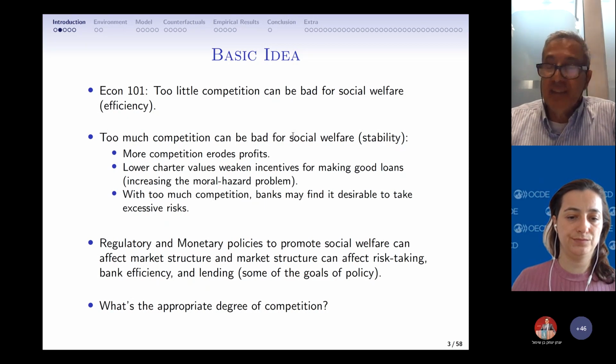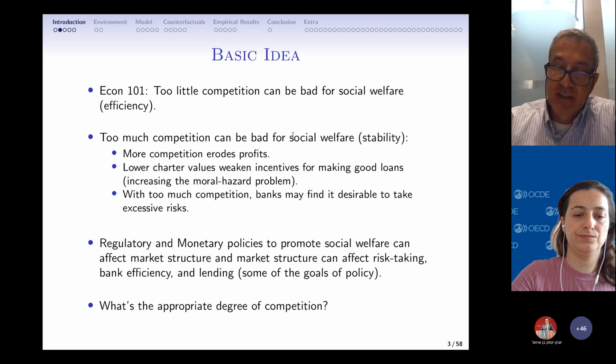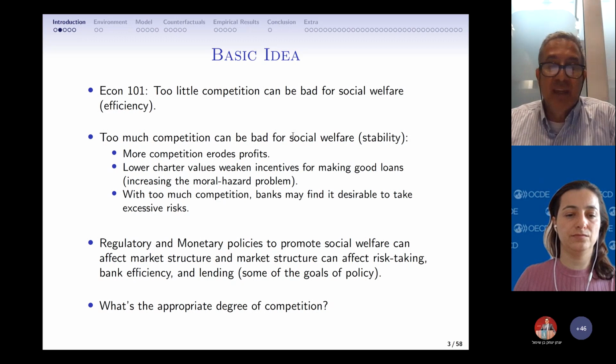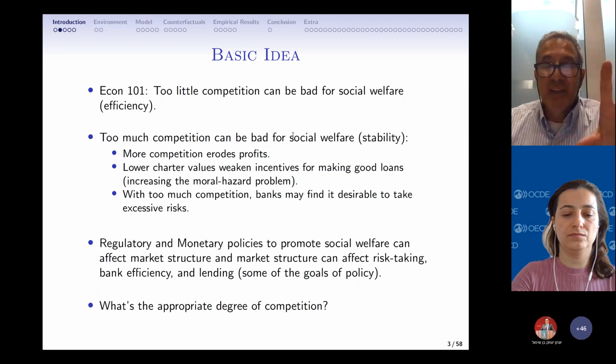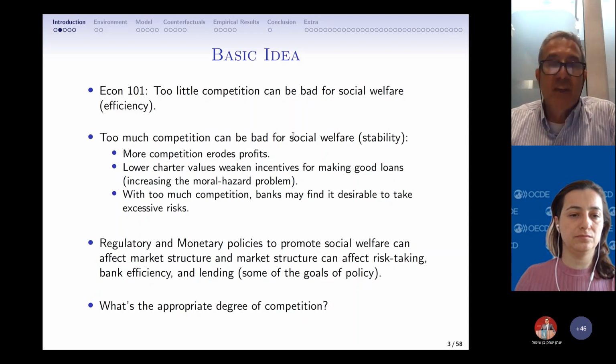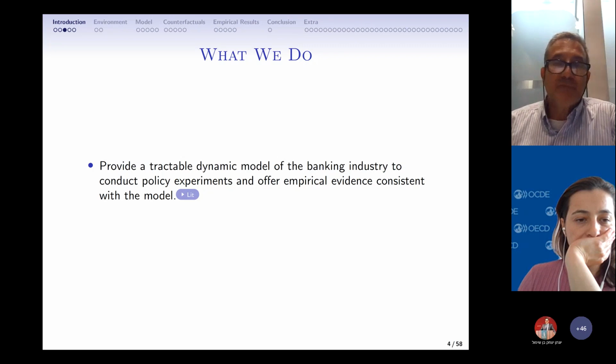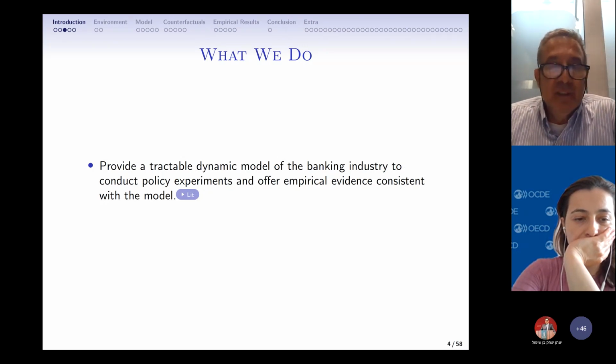And so really the question is what's the appropriate degree of competition for the economy? And here I'm going to shout out to Jonathan, because Jonathan has a very nice paper also thinking about what's the appropriate degree of competition in the banking industry. The two papers are a little bit different, but we're getting at some of the same questions in this framework. By the way, ours is a lot simpler than Jonathan's, so I applaud Jonathan for what he was doing.